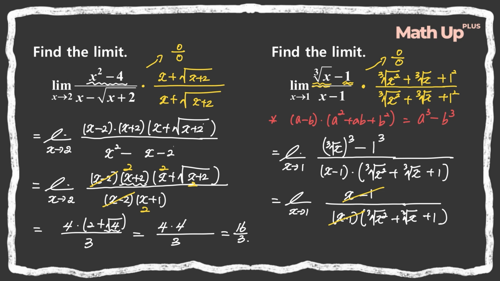And if we substitute 1 for x, then that's going to be equal to 1 over (cube root of 1 squared, that's 1, right? 1 plus cube root of 1, 1, plus 1), so that's 1 over 3, right? So the answer is 1 over 3.